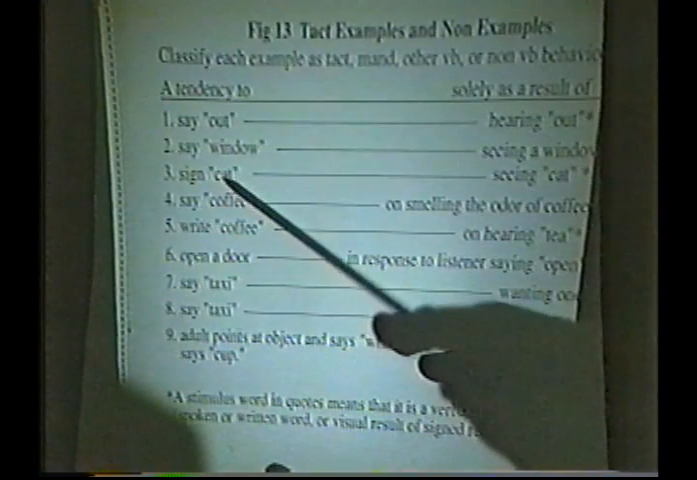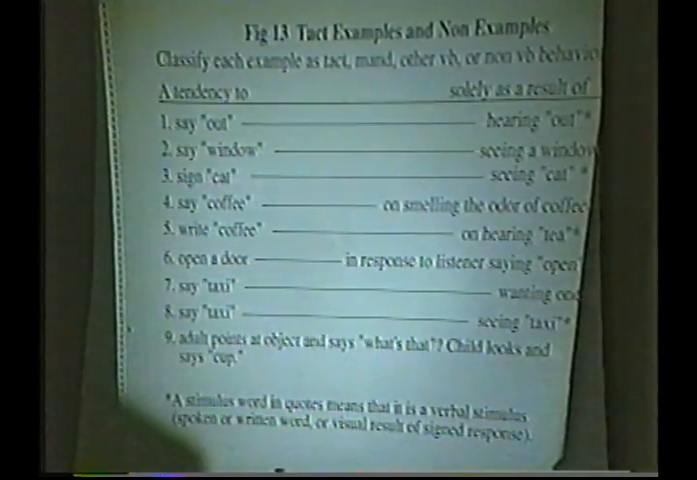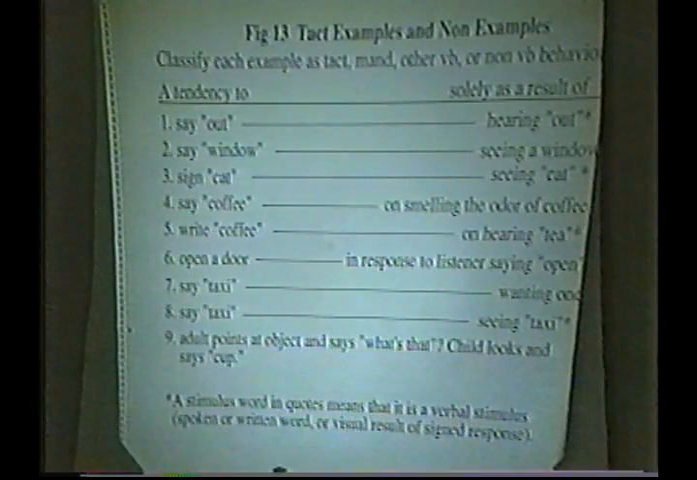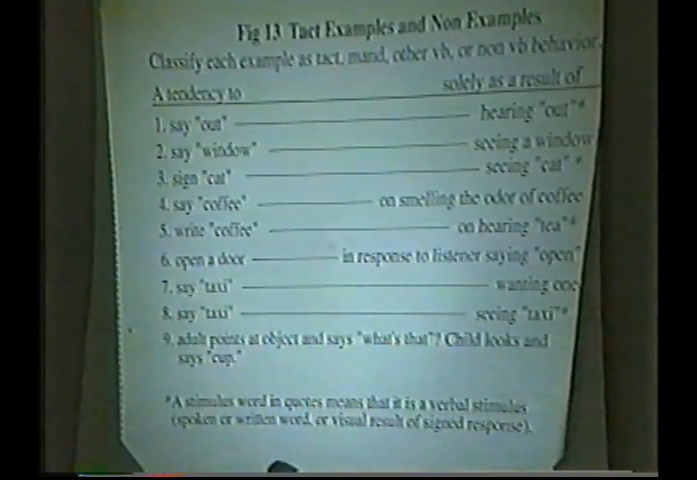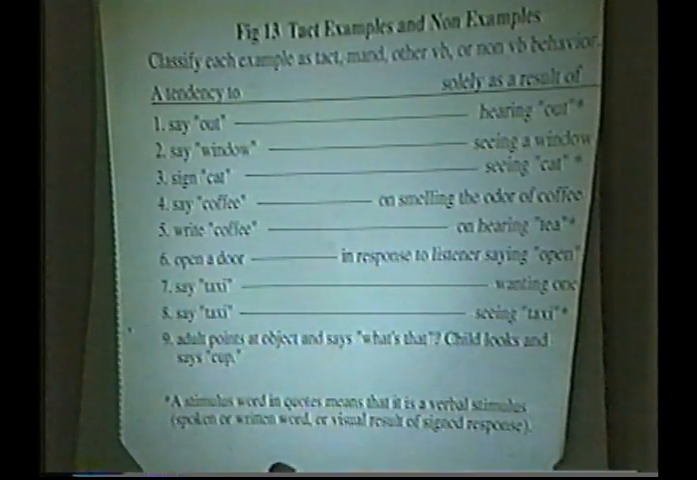To sign cat as a result of seeing the written word cat. Well, the word cat's not a nonverbal stimulus, so it's clearly not a tact. It's clearly not a mand, you're not asking for anything. And it's a type of behavior later we'll refer to as intraverbal behavior because of the peculiar fact that there is no point-to-point relationship between any signs and any spoken or written words. So it would be called intraverbal behavior.